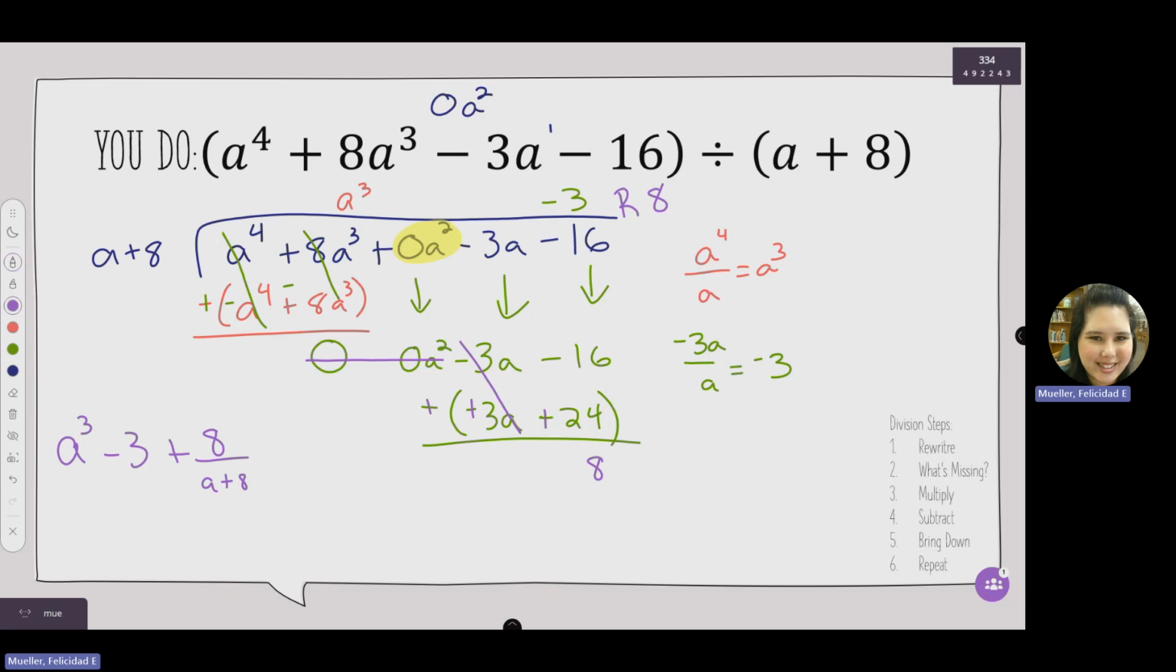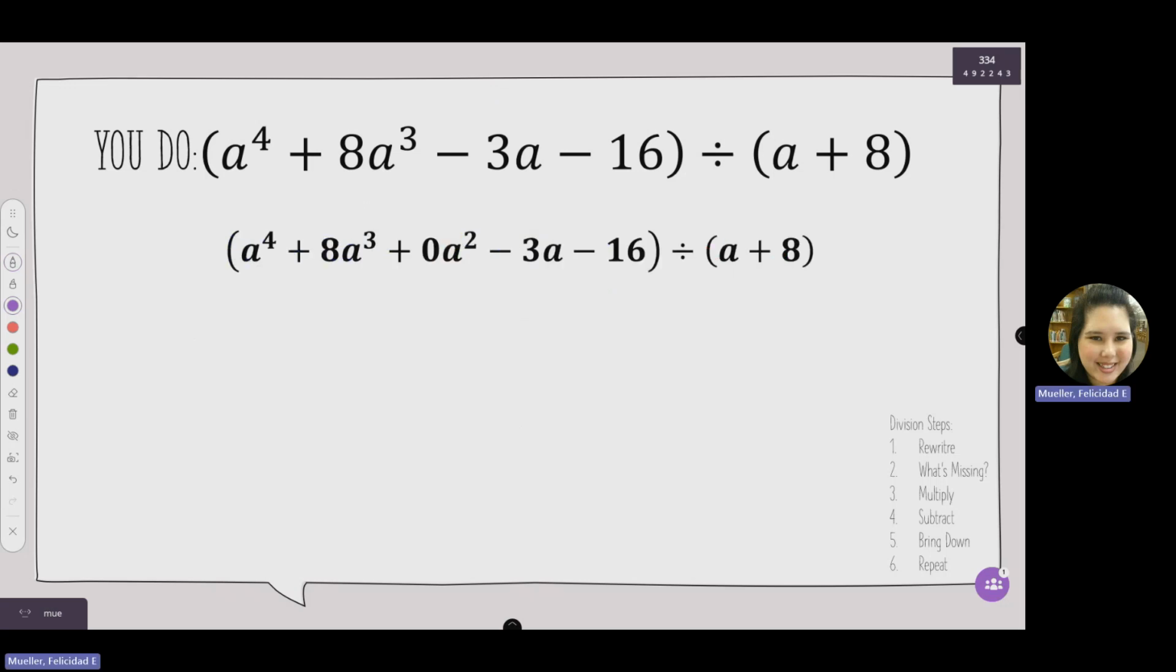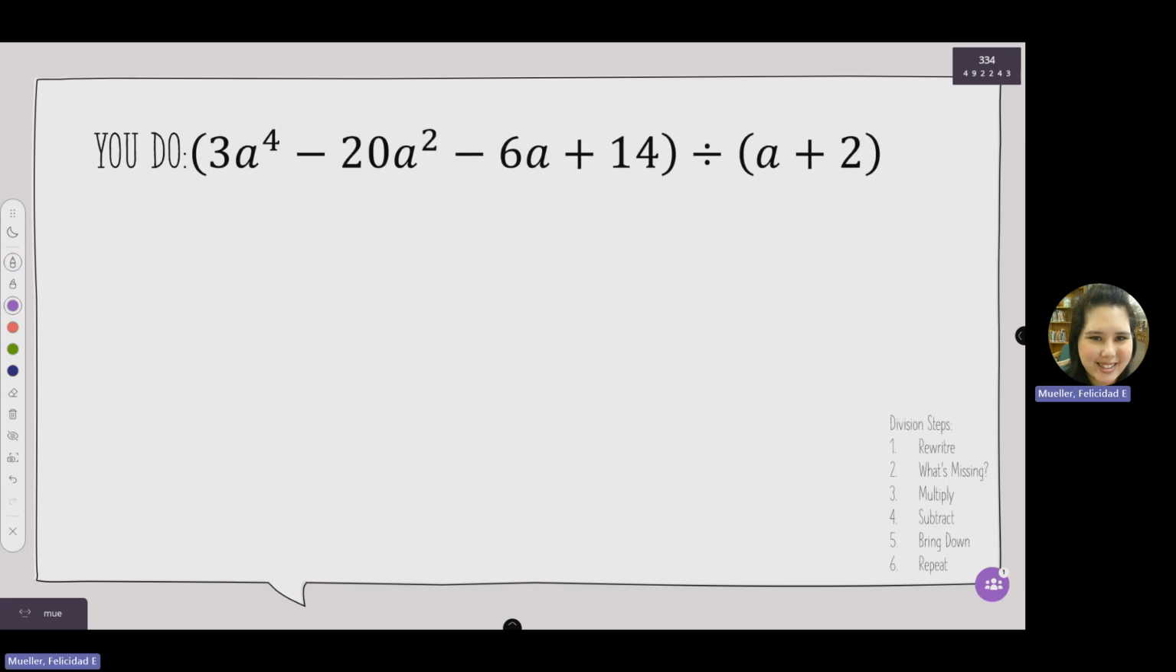Now, if you actually did the extra step and you have an invisible plus 0a in there, you could possibly have that. That is fine. But we're not going to worry about that as much. Here's how it's supposed to be rewritten. Again, final answer. Pause the video, try this problem out. This is number 15 on your notes, if you have a copy of them.